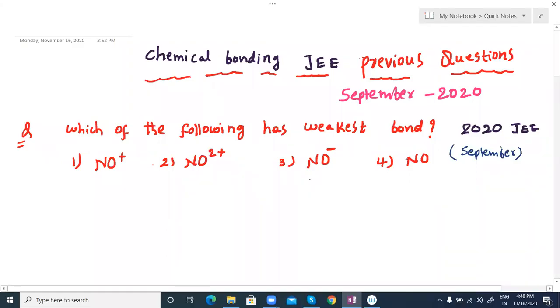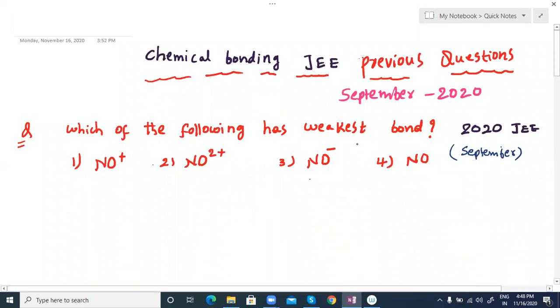Chemical bonding, previous JEE questions I am discussing here, which came in September. If you are preparing for JEE, try to read the NCERT book line by line. If you prepare NCERT perfectly, then it is more than enough, sir. No need to follow any institute material, even institute coaching. Anyway, this is the basic.